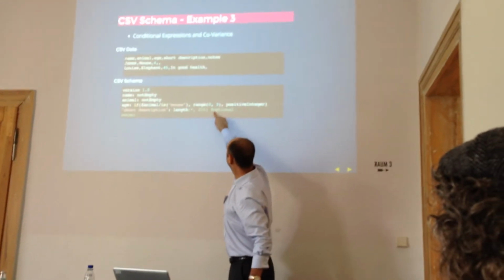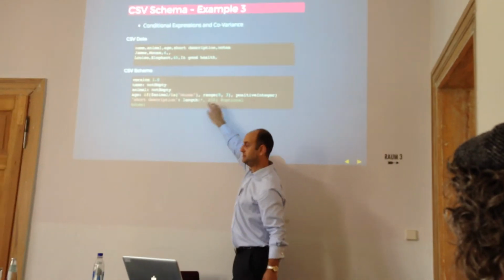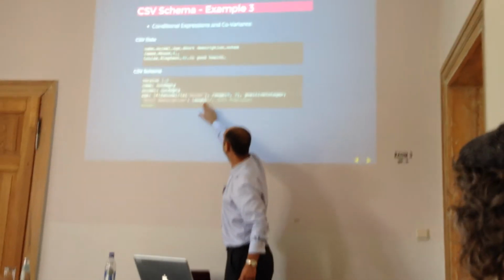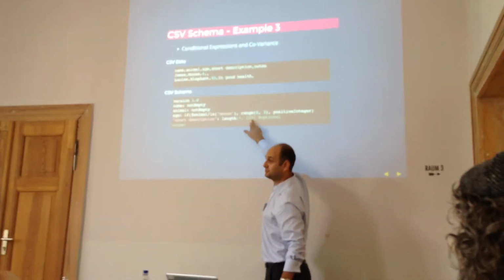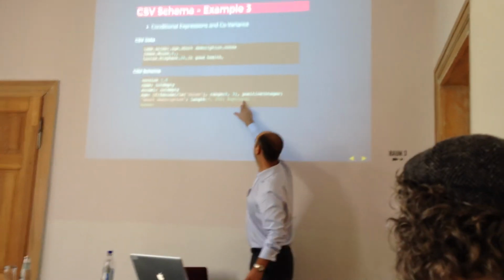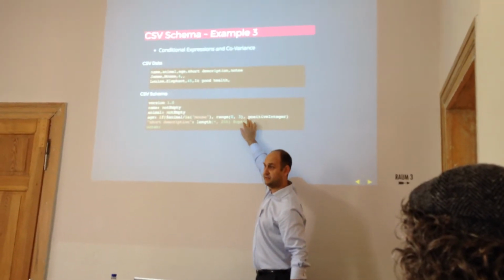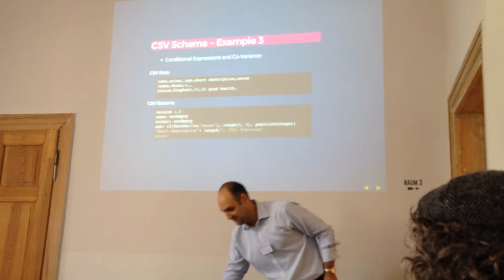And the optional, so we have column directives as well. So if there is a value in this column, it must be between anything and 255 characters long. Otherwise, if it's not there, that's okay too. Cool, thank you.